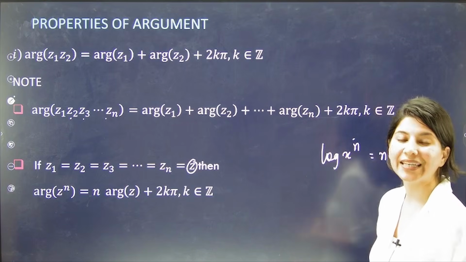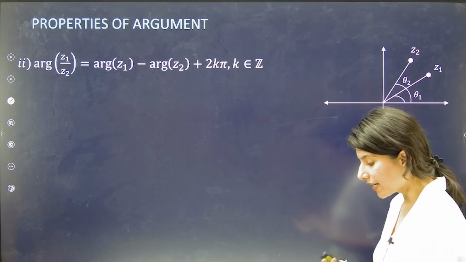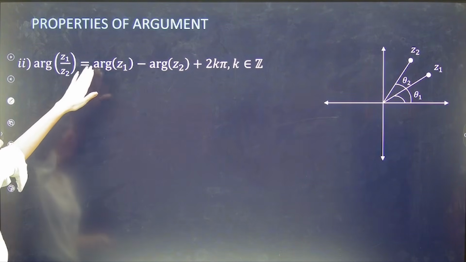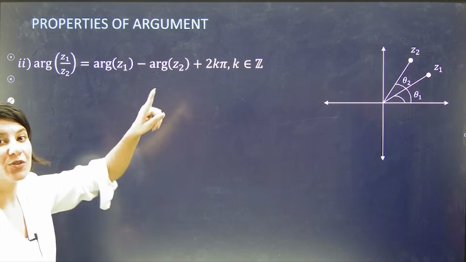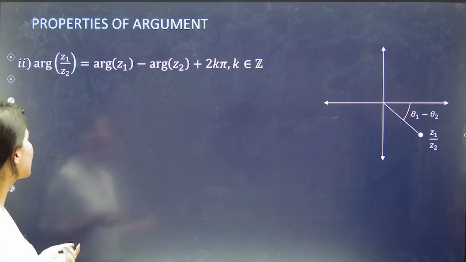Again 2k pi is the adjustment angle. Now the negative sign: argument of Z1 by Z2 will be argument of Z1 minus argument of Z2, by the logarithm property log A by B is log A minus log B. 2k pi is again for the adjustment.